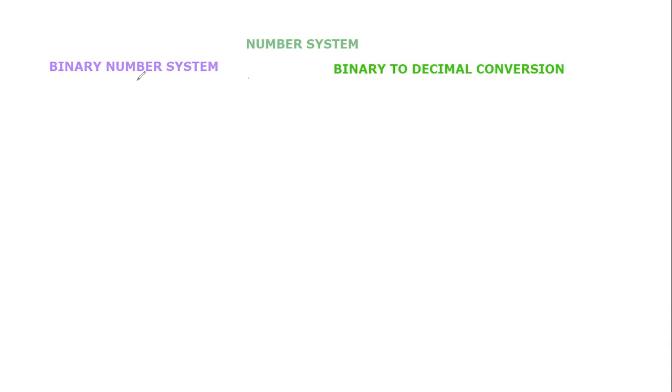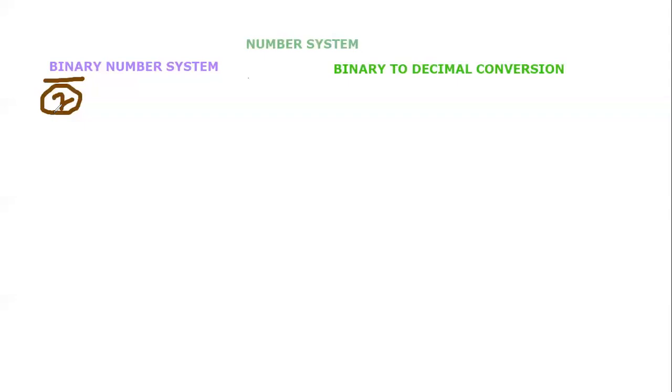It is the second video of this series, which is number system. In the last tutorial, we talked about the decimal number system. In this video tutorial, we are going to discuss another number system, that is binary. The word binary itself means two, right? And why does it hold two?